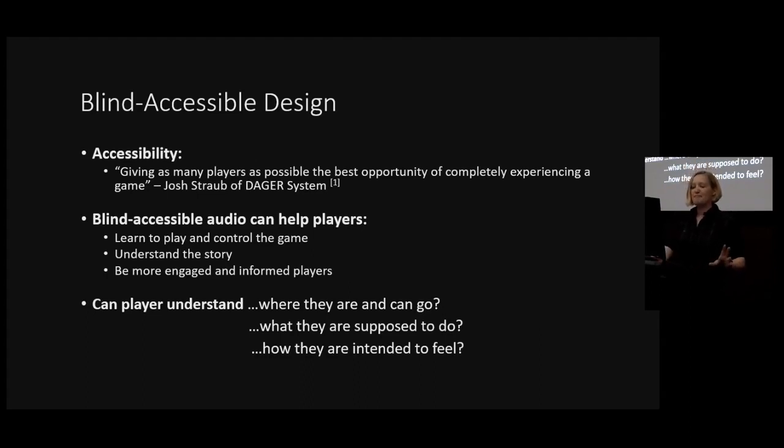So when it comes to accessibility, this was a good definition by Josh Straub. He runs a site called Dagger System, which is about accessible gaming. He does reviews. He says it's about giving as many players as possible the best opportunity of completely experiencing a game. So that's as many players, the best opportunity, and completely experiencing a game. There are a lot of different qualities to that quote. For me and for others, though I won't say everybody agrees with me on this, it's about reaching as many players as you can.